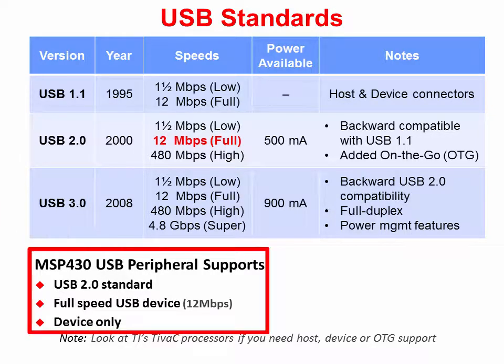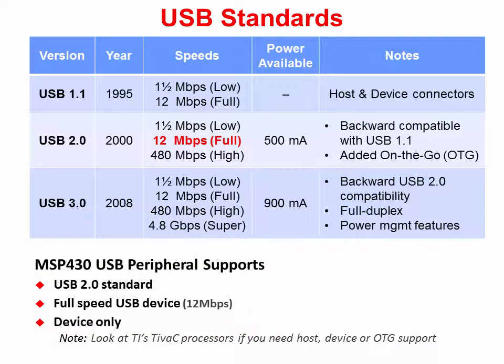The MSP430's USB port supports the USB 2.0 standard, but only operating at the full rate. Seeing that the fastest MSP430 devices only run up to 25 MHz, it's not hard to wonder why they can't support the high rate. Additionally, the MSP430 only provides device support. If, by the way, you needed host or on-the-go support, you might want to check out TI's Tiva-C line of ARM Cortex-M4F processors.